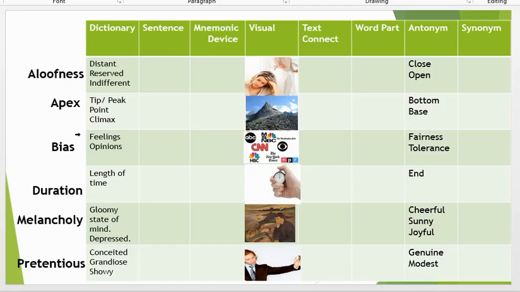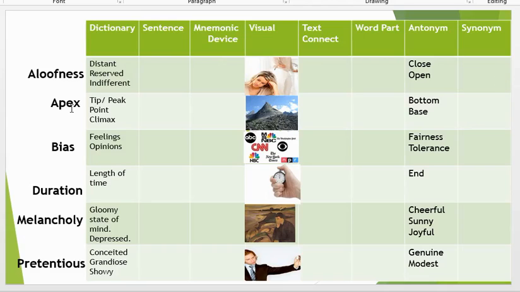Alrighty. So aloofness is distant, reserved, and indifferent. That's what the word means. If you look at the visual, you can tell the lady in this picture looks very distant. She looks like she just doesn't care. And an antonym for this word is being very close, very open, very engaged. So as you can see what the word is not, you can also see what it is. So this is a nice chart when it's all filled out to help you to study.